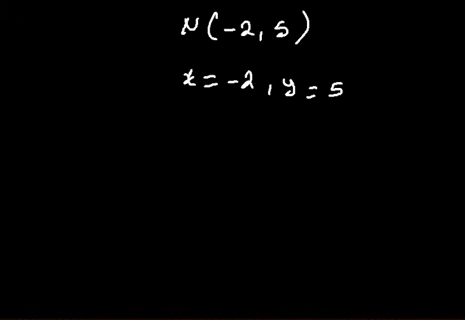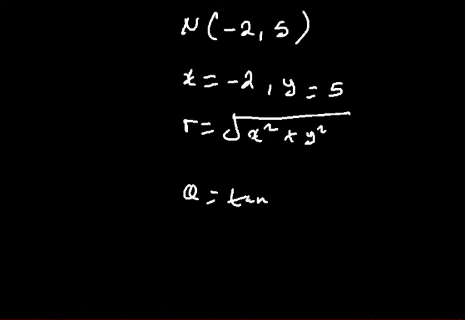And let's say we also have another point. Let's say we have a point A with coordinates given as -2, 5. For this case, we have x given as -2 and y given as 5. We should have r, which is the square root of x squared plus y squared. And we should also have theta, which is the tan inverse of y over x. So try to finish that one.